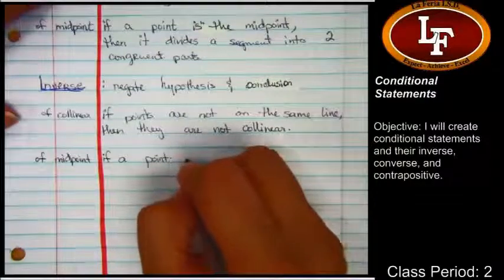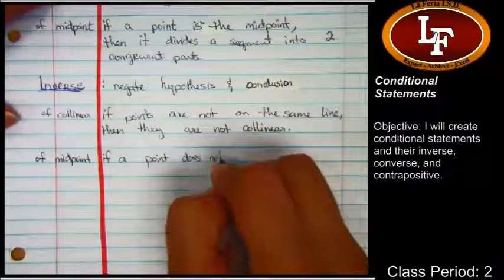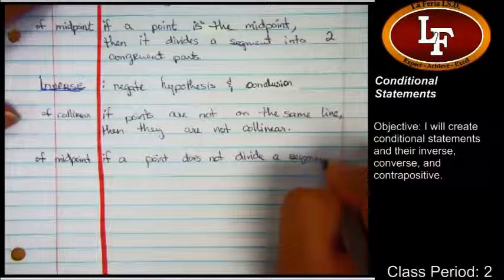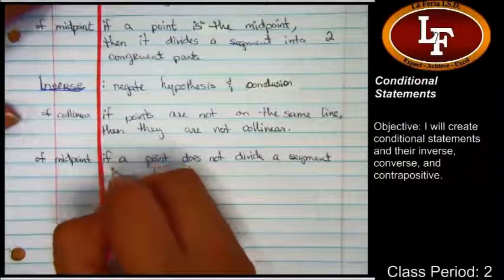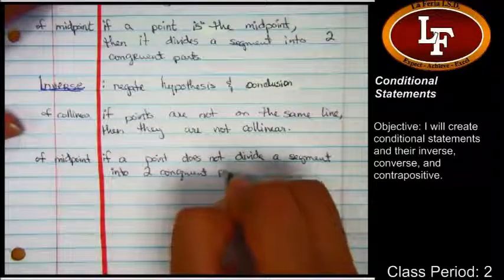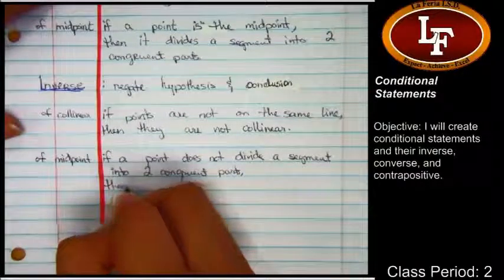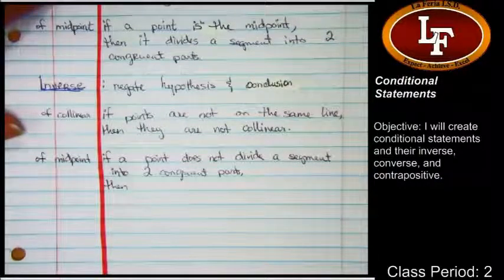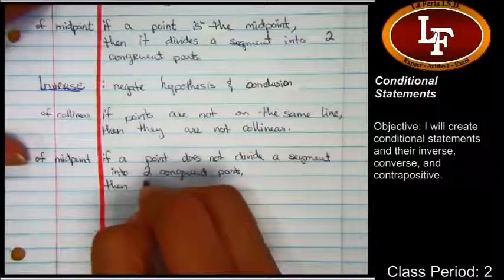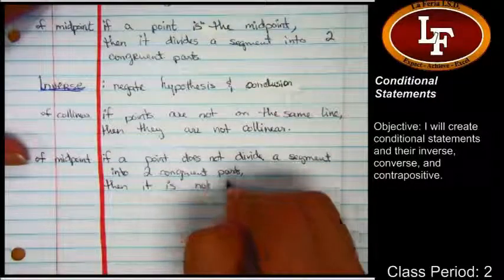If a point does not divide a segment, write it all down, please. There's a lot of writing on this part. Into two congruent parts. Then what? The original conclusion was it is the midpoint. Negate it. It's not the midpoint. Then it is not the midpoint.